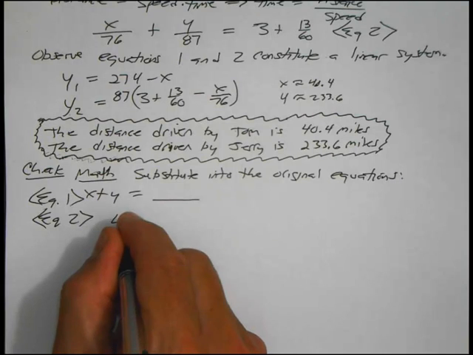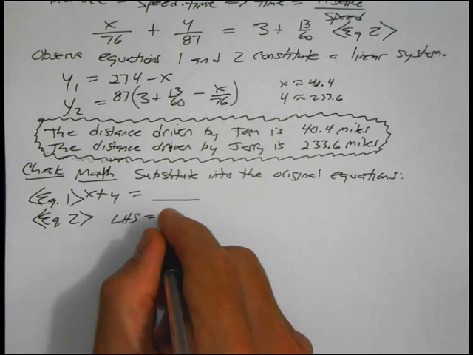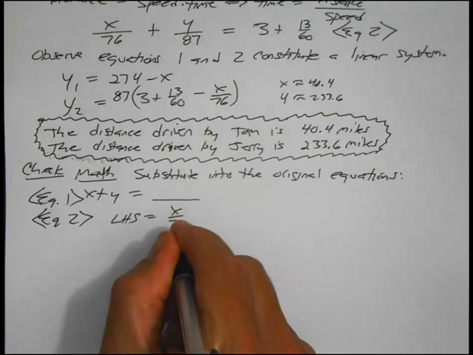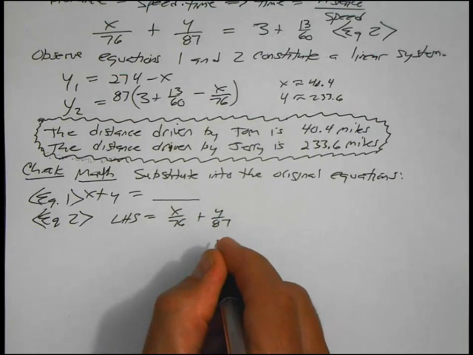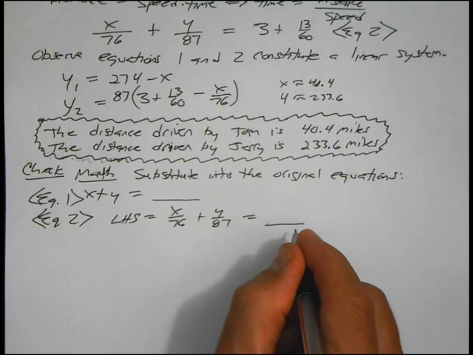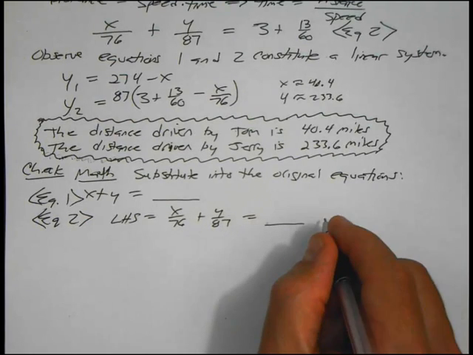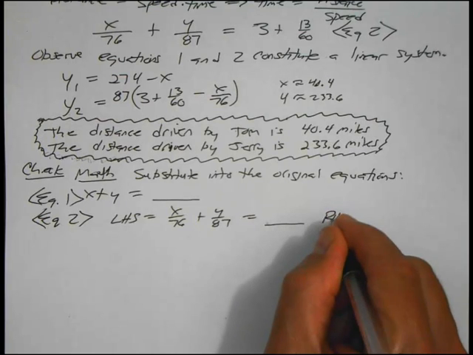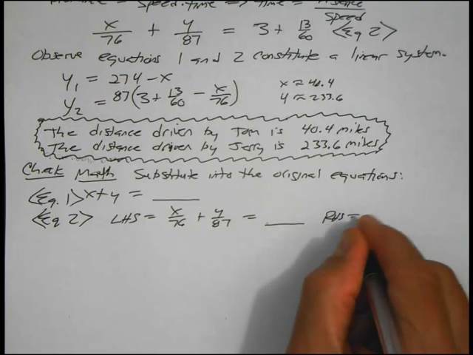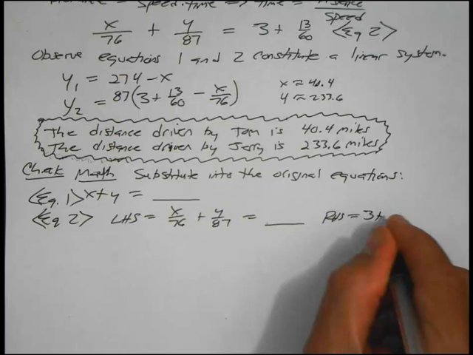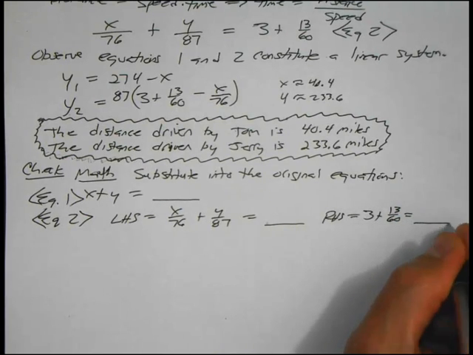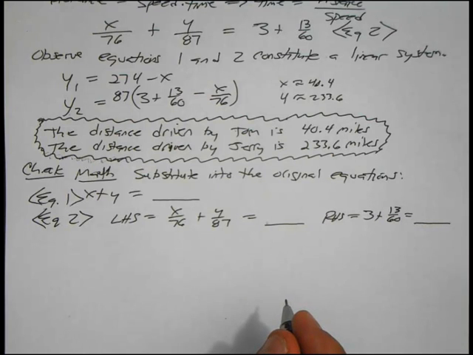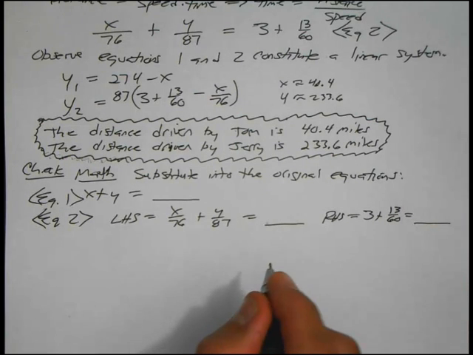The left-hand side, LHS, is equal to x over 76 plus y over 87. That'll be something. And then we will want to compare that to its right-hand side, where it's equal to 3 plus 13 over 60. We'll get that as a single decimal number for a nice comparison between these two. Okay, back to the calculator.